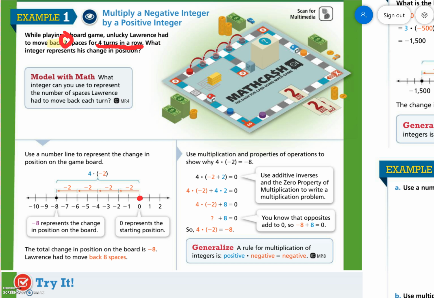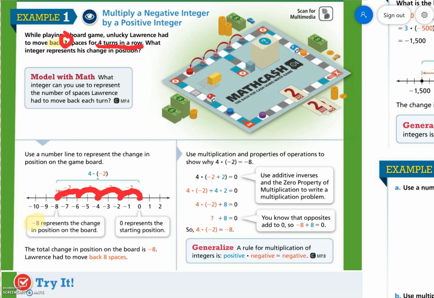Well, he starts at 0. He goes back 2. That's the first time. Second time, third time, fourth time. So he lands at -8. So the total change in position on the board is -8. He had to move back 8 spaces. So we can use multiplication.